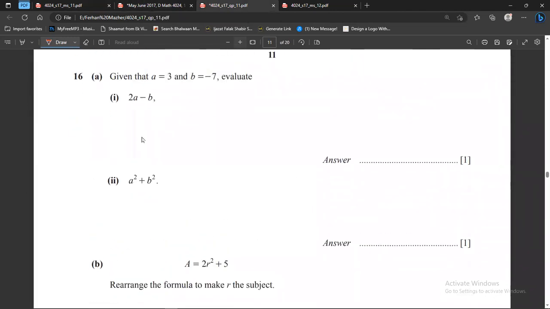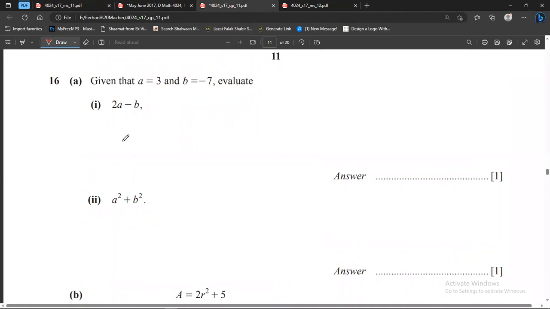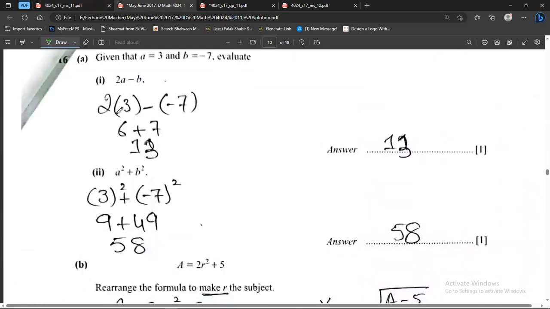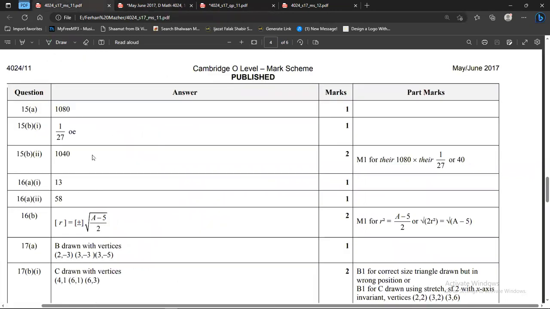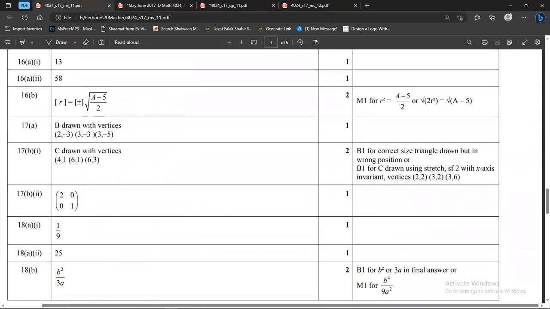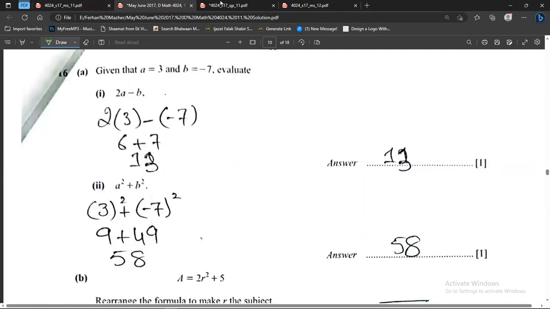Okay, so we have question number 16. It's A part. Given that A is equal to 3 and B is equal to -7, evaluate. The first part is 2A minus B. So we will simply put the values of A and B in that. So 2 into 3 minus into -7. So it will be 6 plus 7, and that is 13. So for question number 16, A part, 13 is the answer, sir, which is right. Okay, this is the solution.